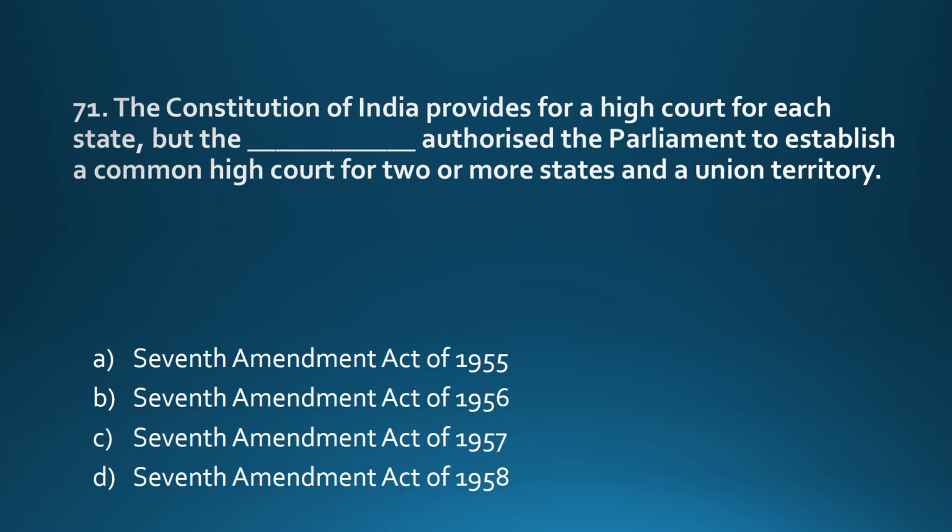Question number 71. The Constitution of India provides for a High Court for each state, but the dash authorized the Parliament to establish a common High Court for two or more states and a union territory. Option A 7th Amendment Act of 1955. Option B 7th Amendment Act of 1956. Option C 7th Amendment Act of 1957. Option D 7th Amendment Act of 1958. Correct answer is option B 7th Amendment Act of 1956.